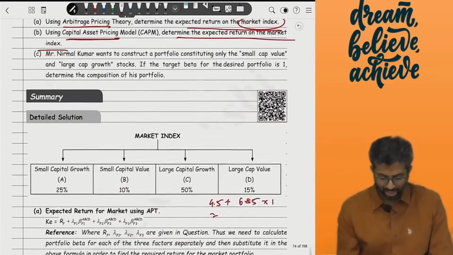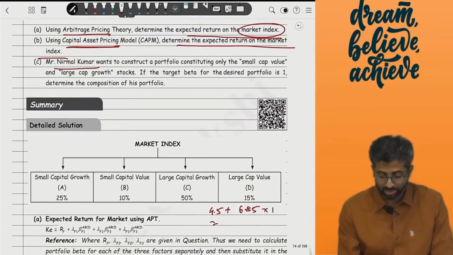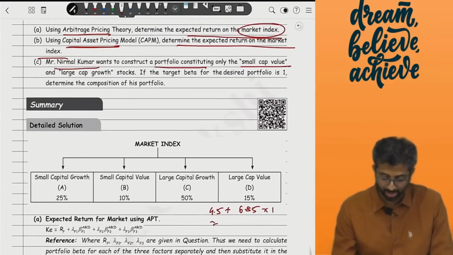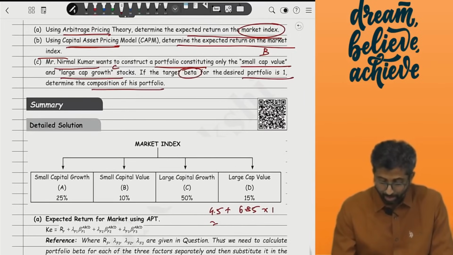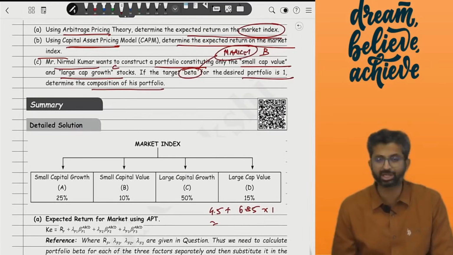Okay. And the last one, Mr. Nirmal Kumar wants to construct a portfolio consisting of only small cap value, that is B, second category, and large cap growth, that is C. If the target beta for the desired portfolio is 1, determine the composition. Beta is against the market, at least as given in the question.